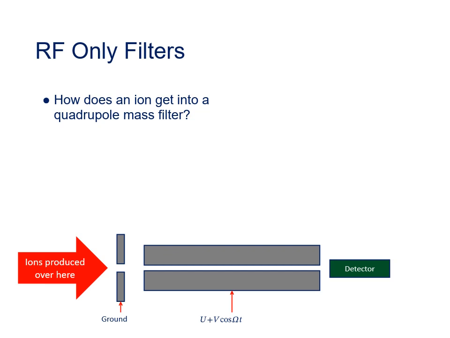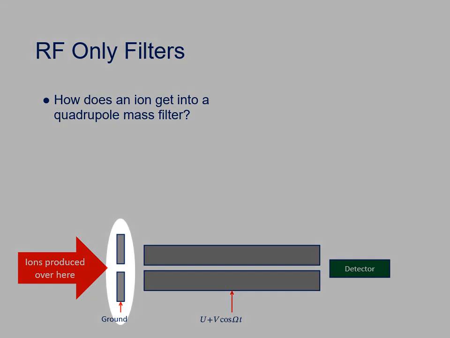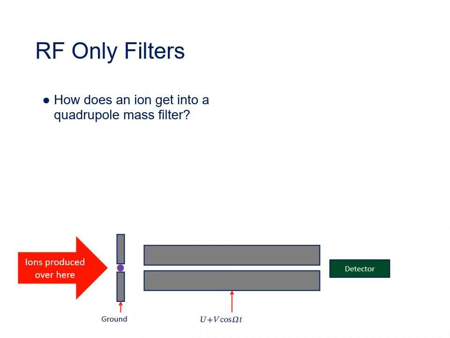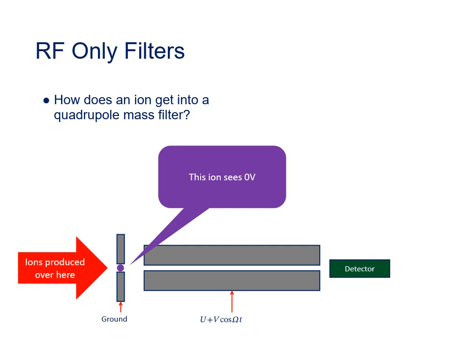In this example, before the ions get to the quadrupole, they pass through this metal plate with a small orifice in the middle of it, which is held at a ground potential. So, as an ion passes through that orifice, it sees a potential of 0 volts.